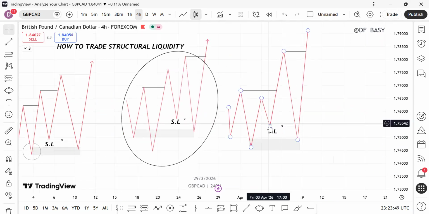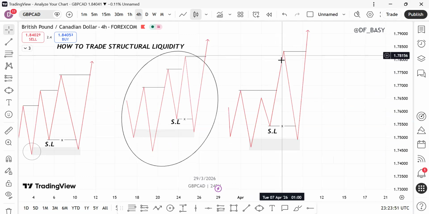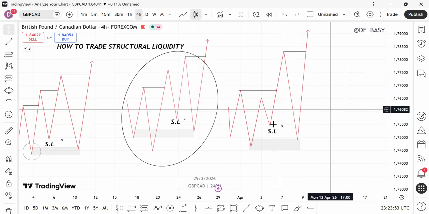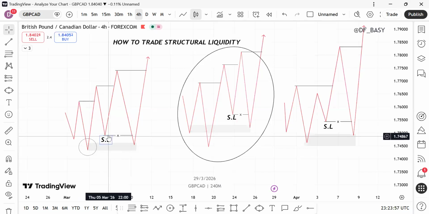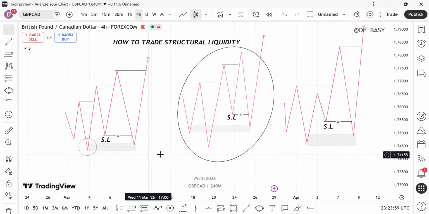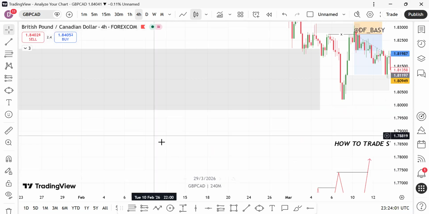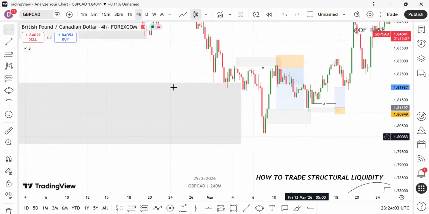So this is a structure that breaks structure. This is a structure. This is a low. Inside the structure, these are structures, right? This is a structure, but we have this turning into a liquidity. Hence the name structural liquidity. Hope I've been able to explain that in the best way.